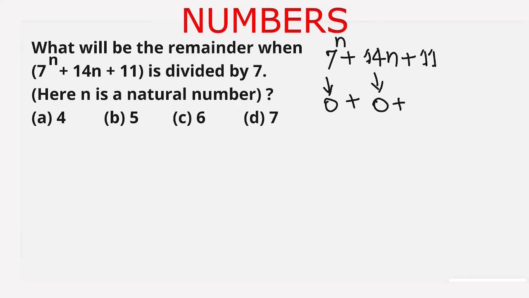Now we have to find the remainder when 11 is divided by 7. So when 11 is divided by 7, then 7 times 1 is 7 and 11 minus 7 is 4. So the remainder will be 4 here. So overall the remainder is 0 plus 0 plus 4 is 4. It was that easy question. Hence 7 to the power n plus 14n plus 11 when divided by 7 leaves the remainder 4, and from the given options our answer is option A, 4.